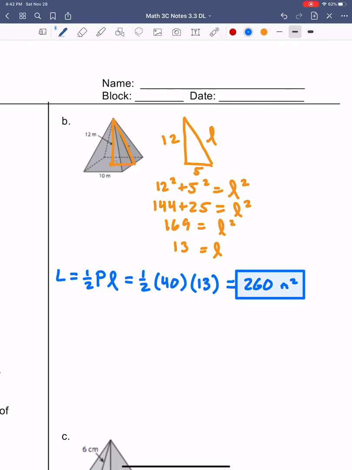And now we can go ahead and find the total surface area. The surface area is going to be that 260, that's all the triangles, plus the area of the base. We know the base is just a square, 10 times 10, which would be 100. And so we get a grand total of 360 square meters.